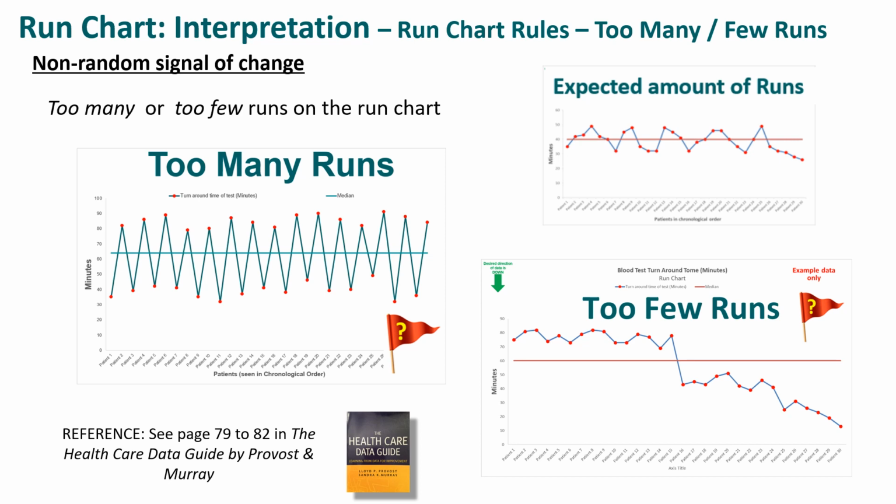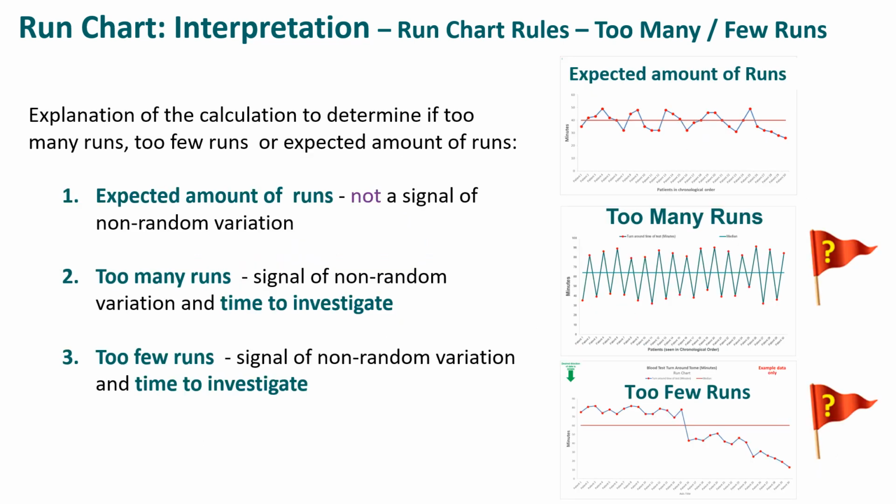We'll now look at the last run chart rule for non-random signal of change, which is regarding too many or too few runs on the run chart. We'll now do an explanation of the calculations to determine if there are too many runs, too few runs, or if you have the expected amount of runs in the data in your run chart. So the expected amount of runs is not a signal of non-random variation, whereas too many runs and too few runs are both signals of non-random variation and, in other words, time to investigate.